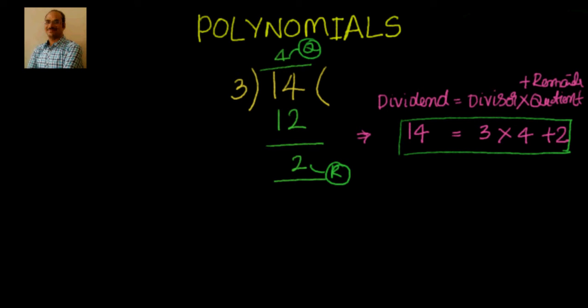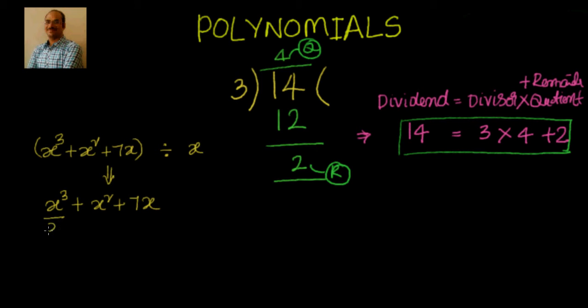Now let's take a simple example of polynomials and see how we will do that. Let us say one polynomial is x cube plus x square plus 7x. You want to divide this polynomial with x. Let us see how this goes. We know that if I am dividing, I have to divide each term. That's nothing but x cube plus x square plus 7x by whole x. I can say it as by x and by x. This is nothing but equal to x square plus x plus 7.